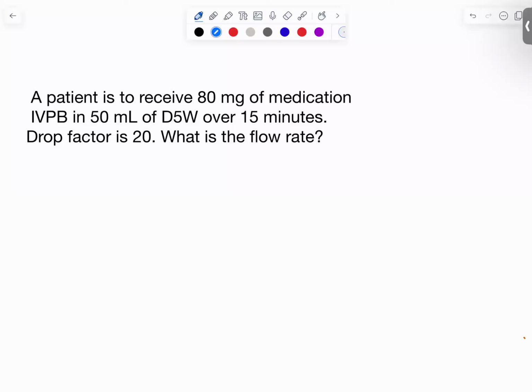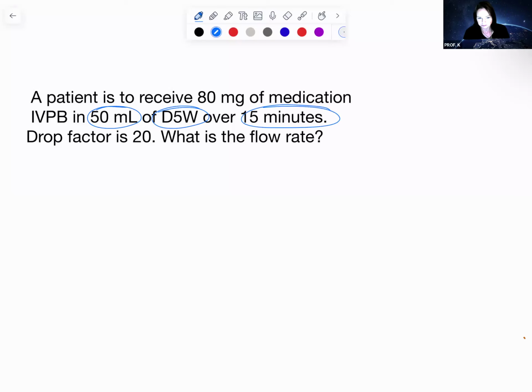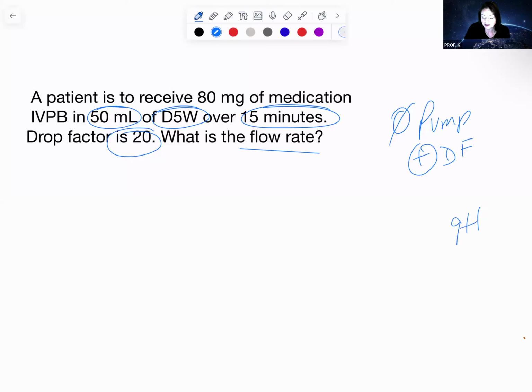We got to look at these questions. A patient is going to get 80 milligrams of a medication, IV piggyback, in a 50 milliliter bag of D5W over 15 minutes. The drop factor is 20. What is the flow rate? Well, what is not in this question? There ain't no pump, but we got a drop factor. So it's drops per minute.